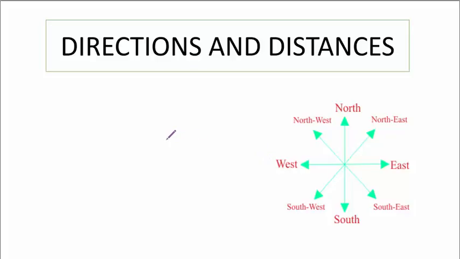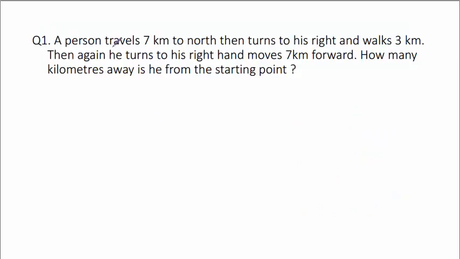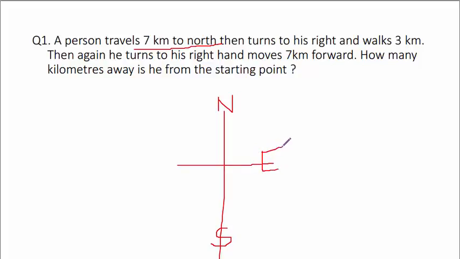Now our next approach will be to learn it through questions. So my first question is, a person travels 7 kilometers to the north. The first thing that we have to do is draw the direction diagram. So this is the direction diagram. This is north, this is south, this is east, and this is west. Okay, so this direction you have to keep in your mind.